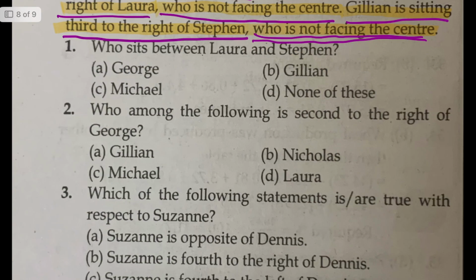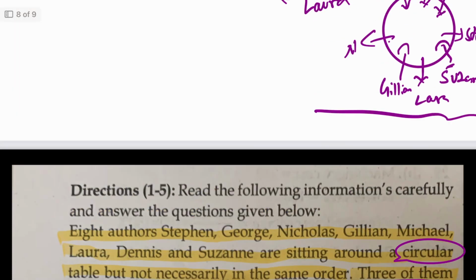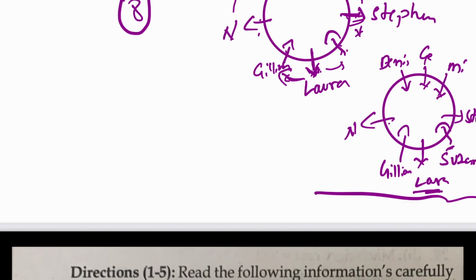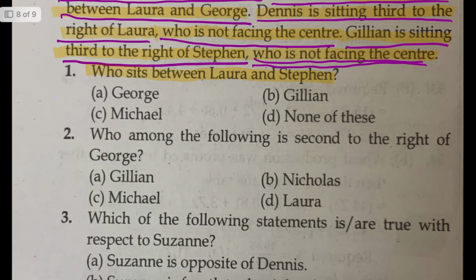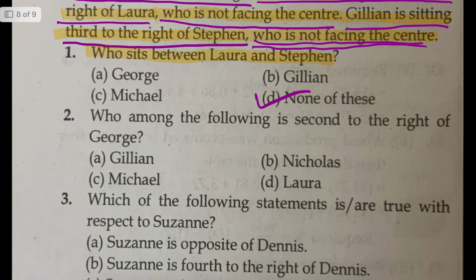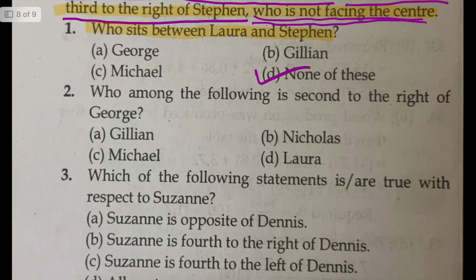Then we'll check the questions now. Who is sitting between Laura and Stephen? We'll check here. Laura and Stephen. We have Susanne. So the answer will be none of the above, because the option is not given here. We'll see for the second question.